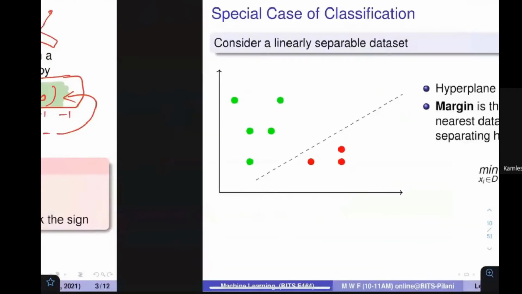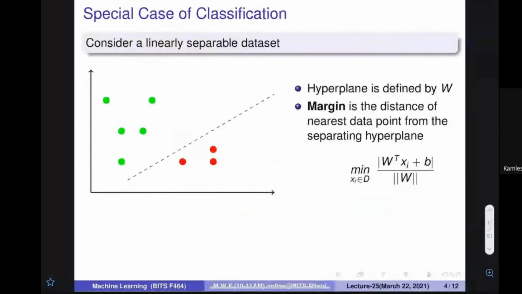Okay. So let us understand one more thing, a very important but very simple topic, that is called the margin. And we are going to explain this with respect to a linearly separable data set. What do we mean by linearly separable? It means the data set is such that if we draw a line, then on one side all the items are negative and on the other side all the items are positive. This is called a linearly separable data set.